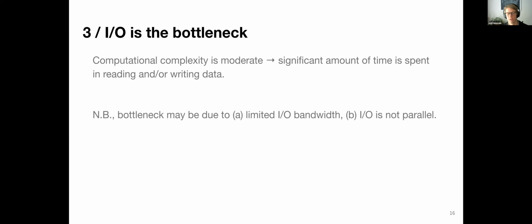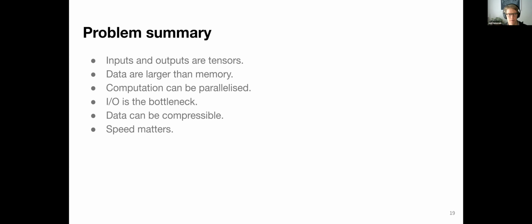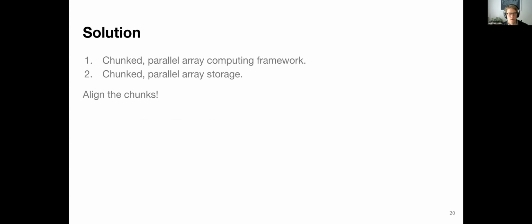So this is the problem summary we have. We've got multidimensional data. It's larger than memory. Some of that computation can be parallelized. I/O is a problem we need to be thinking about, as well as compression. So the general solution won't surprise anyone here. It's not particularly new: if we can combine a chunked parallel array computing framework with a chunked parallel array storage framework, we can align the chunks, and we can get a pretty long way towards accelerating the applications we use with multidimensional array data.